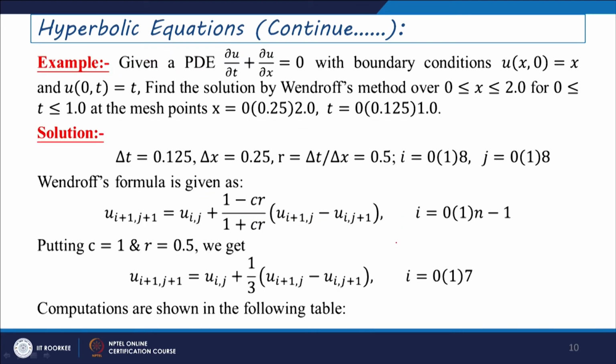So, the example can be considered as del u by del t plus del u by del x equals 0, where c is considered as 1 here, with the boundary conditions u of x, 0 equals x and u of 0, t equals t here.